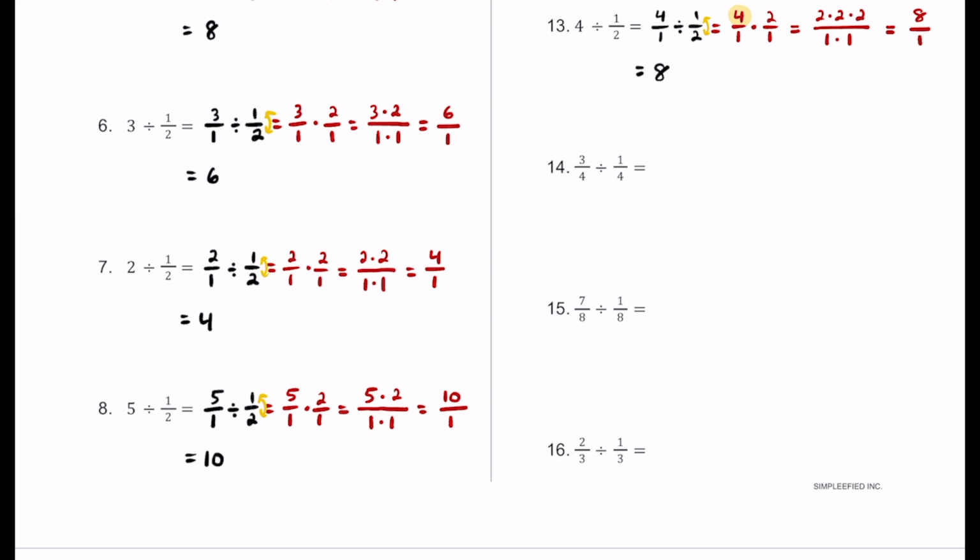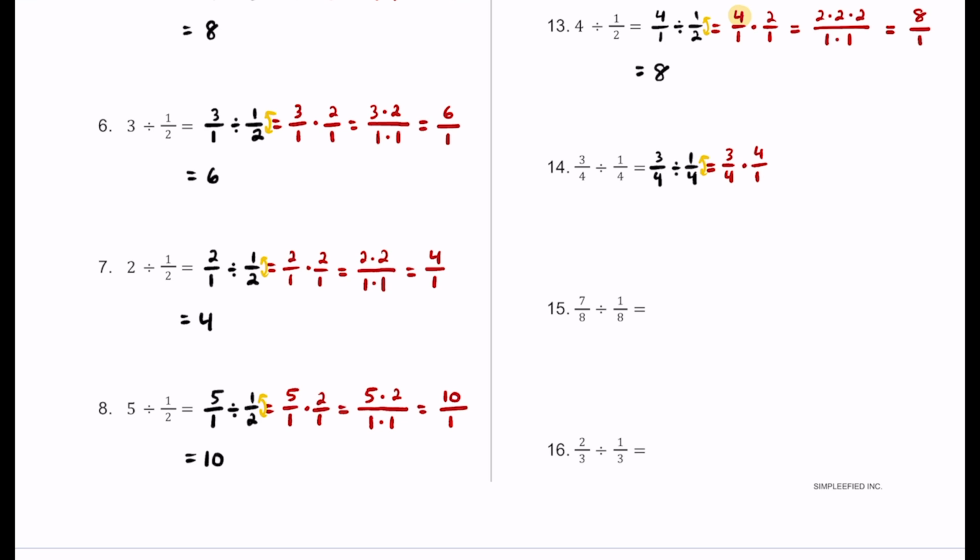For 14, we have 3/4 divided by 1/4, so let's go ahead and just rewrite this 3/4 divided by 1/4. Now, if we're going to rewrite this as a multiplication problem, then we're going to keep the 3 over 4, then multiply by the 4 over 1. So make sure we flip that second fraction upside down.